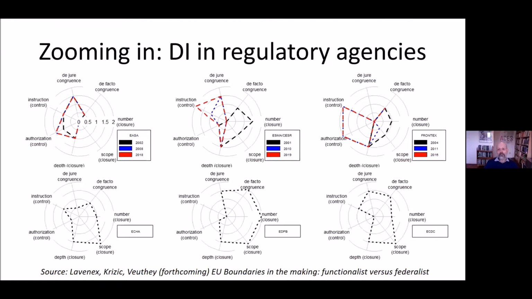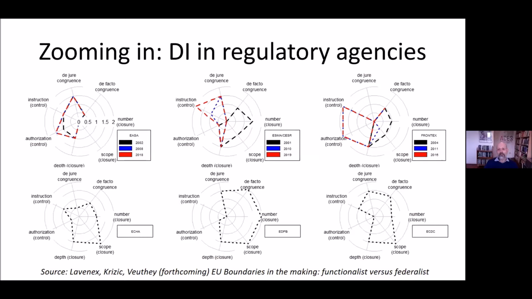We have on the top the Aviation Safety Agency, the Securities Market Authority, and Frontex on the right. And on the bottom, we have the Chemicals Agency, the Data Protection Board, and the Center for Disease Prevention and Control. In these spiders, we have coded the agency's regulations as well as their international agreements with regard to these regulatory and organizational dimensions that I was stressing before. So under closure, we look at the number of agreements with third countries, the scope of the acquis covered, the legal quality of these obligations, and also the depth of participation in the organizational structures along this policy cycle idea.